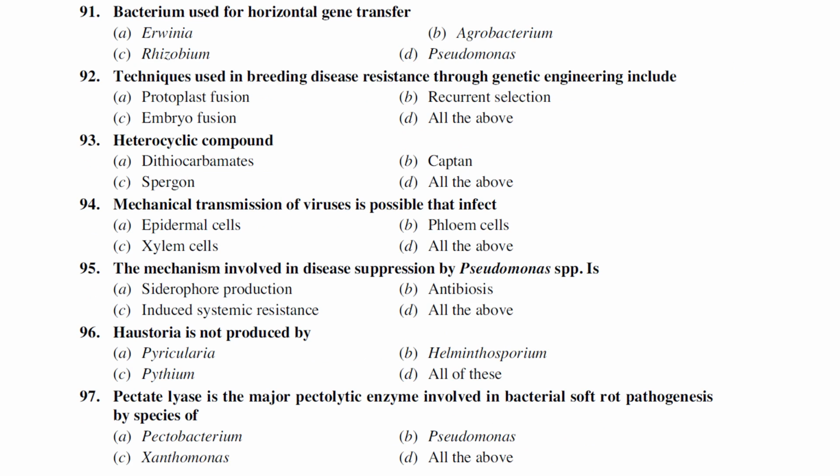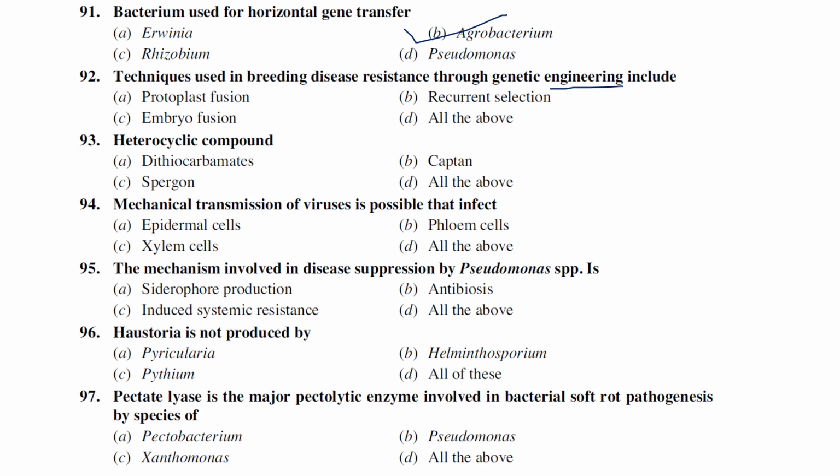Bacterium used in horizontal gene transfer: Erwinia, Agrobacterium, Rhizobium, Pseudomonas. Generally, it is Agrobacterium that is used in horizontal gene transfer. Technique used in breeding disease resistance through genetic engineering includes protoplasmic fusion, recurrent selection, embryonic fusion, all the above. This is the technique of breeding resistance through genetic engineering.